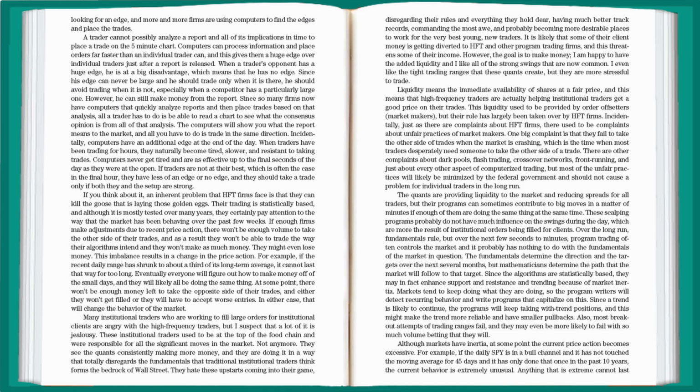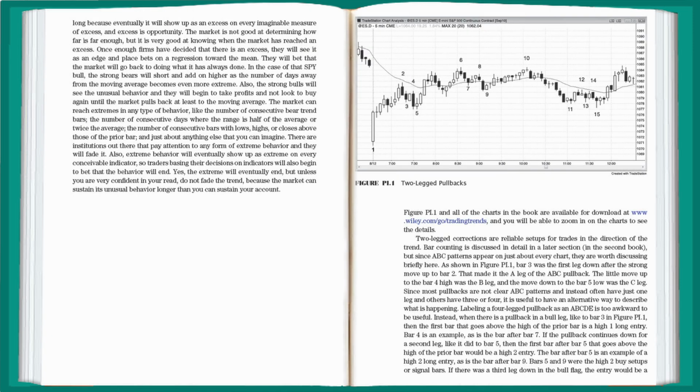Although markets have inertia, at some point the current price action becomes excessive. For example, if the daily SPY is in a bull channel and it has not touched the moving average for 45 days, and it has only done that once in the past 10 years, the current behavior is extremely unusual. Anything that is extreme cannot last long because eventually it will show up as an excess on every imaginable measure of excess. And excess is opportunity. The market is not good at determining how far is far enough, but it is very good at knowing when the market has reached an excess.